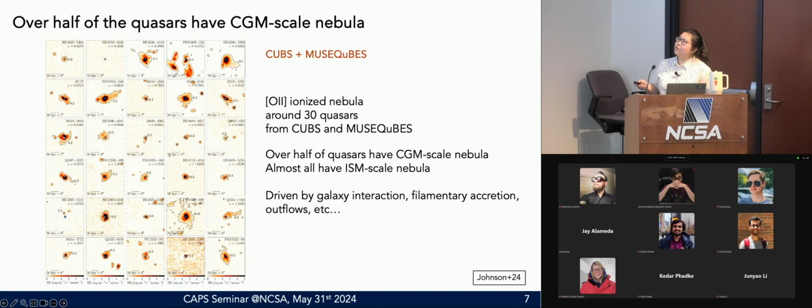So this one is the cold accretion disk I showed earlier. This one is the interaction, and this one is also a system where we think there is a lot of interaction. Yeah, so over half of the quasars have CGM scale nebulae, and the other half have maybe a smaller scale ISM size nebula. And a lot of these are driven by galaxy interaction, filamentary accretion, outflows, and other things.